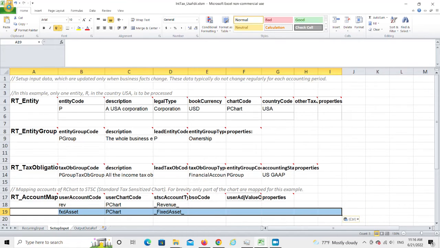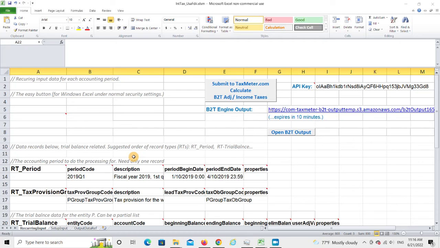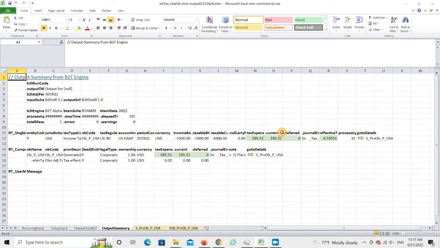And we're going to go over to the recurring input sheet, where on top we have the easy button. We're going to submit it again. So it's done. Let's go to the output file again. Now this time the number is a little bit different, because last time was 210, the standard 21%.